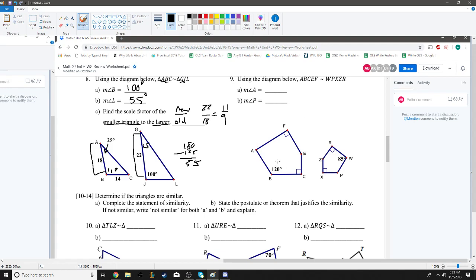Use the diagram below. So we have W is 85, and W matches with A. So this must also be 85.